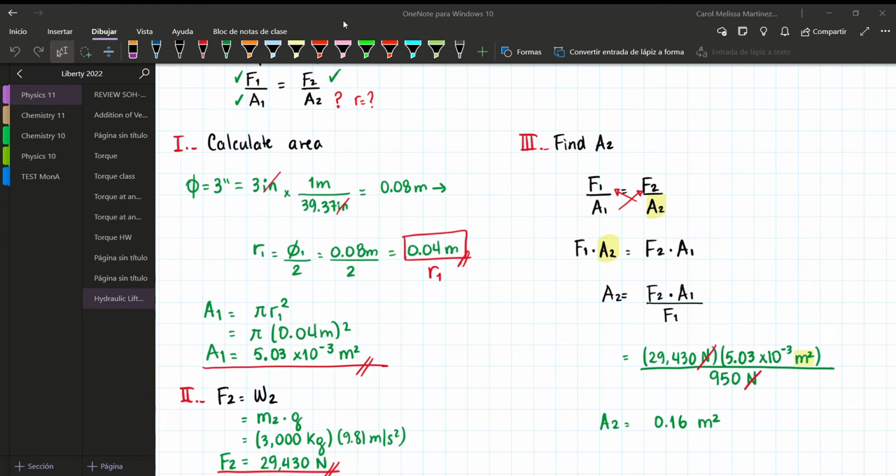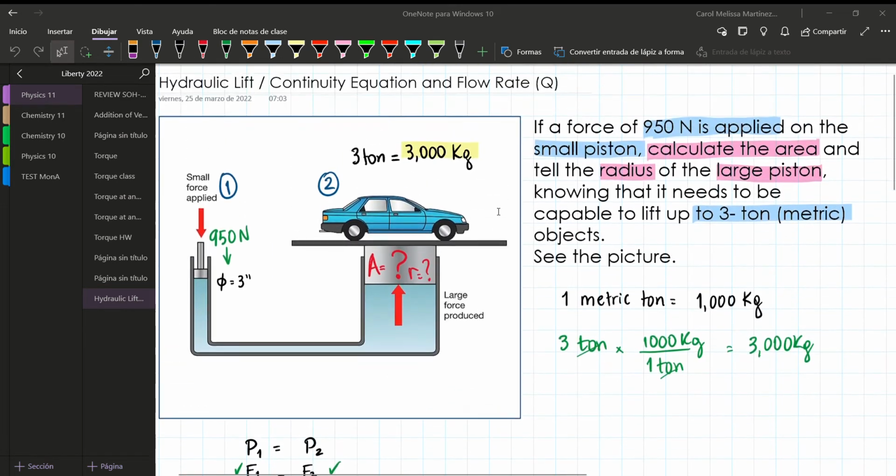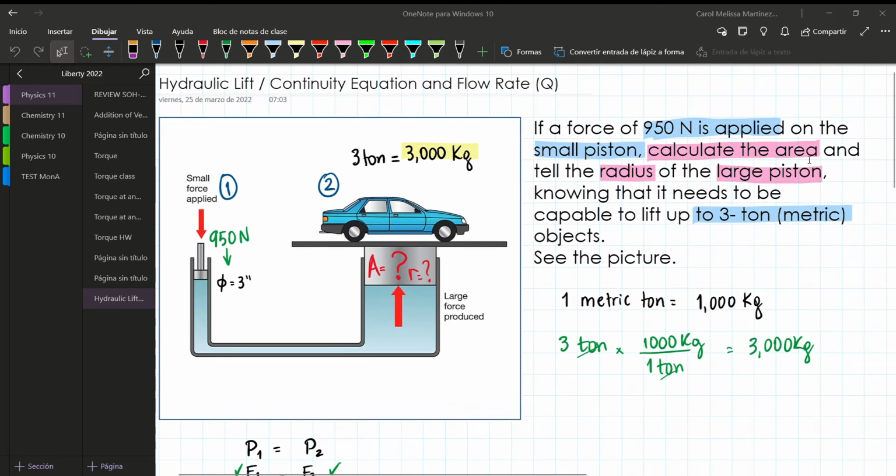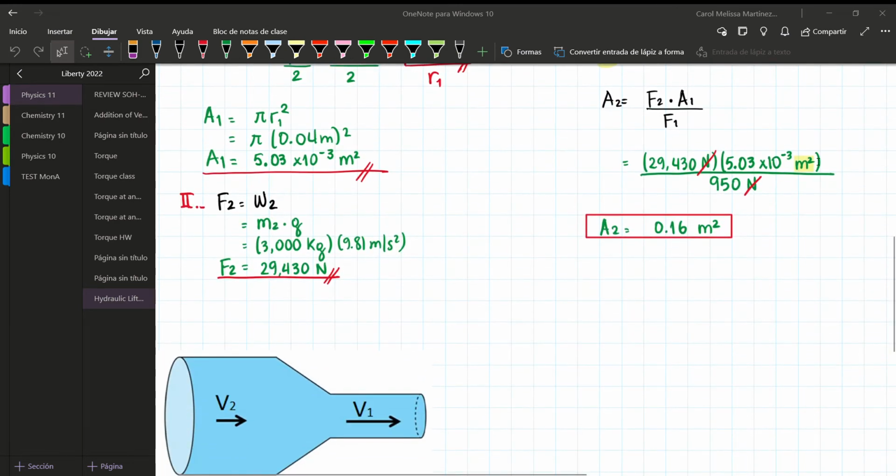But the problem doesn't say just find the area of the large piston. It says calculate the area and tell the radius. Okay, so what I'm going to do now, I'm going to find the radius that corresponds to that area. Okay, so I will transform this area 2 into the formula area 2, that is pi times radius 2 to the second power equals to 0.16 square meters.